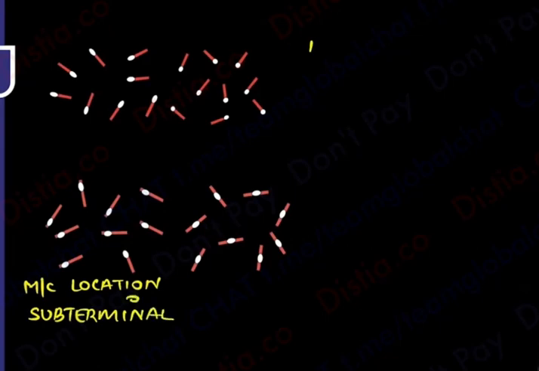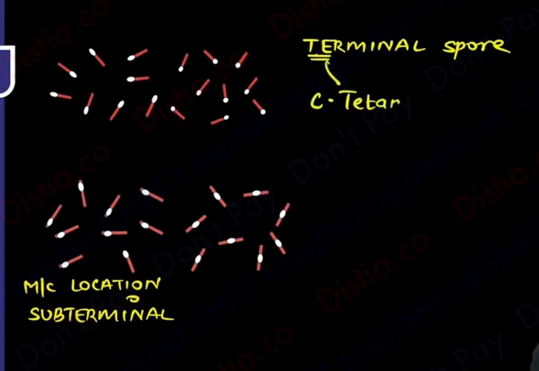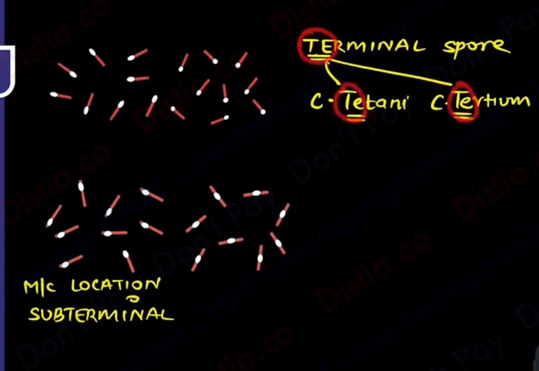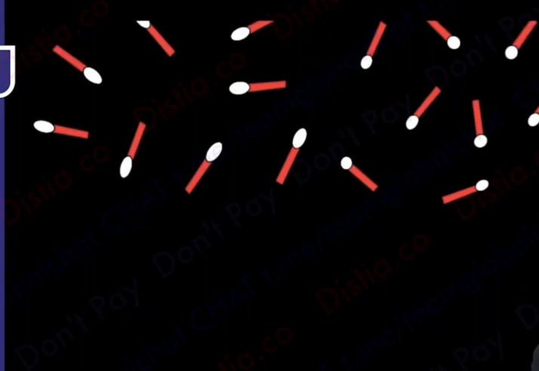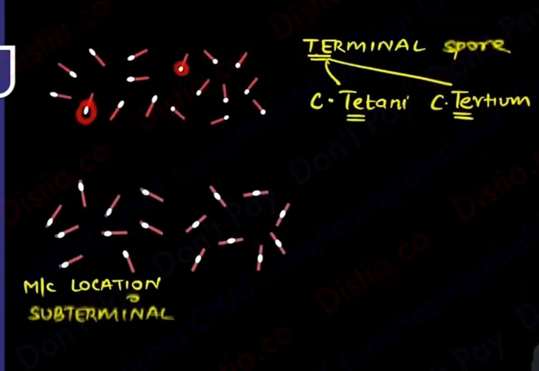Subterminal formation of spore. Okay, however, if I say when does spore become terminal, when is it present right at the end of the bacteria? You will say TE for terminal, TE for Clostridium tetani, and TE for Clostridium tertium. So repeating, we have TE for terminal, TE for tetani, TE for tertium, and you can see that over here. You can see this is terminal and oval, this is terminal and round.